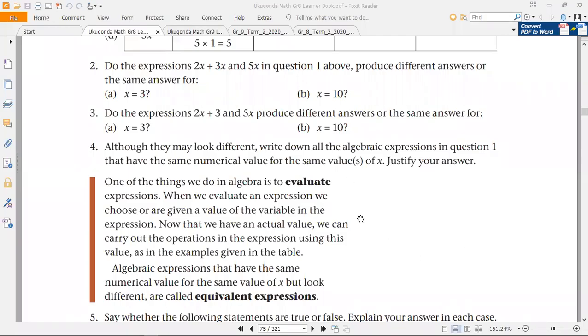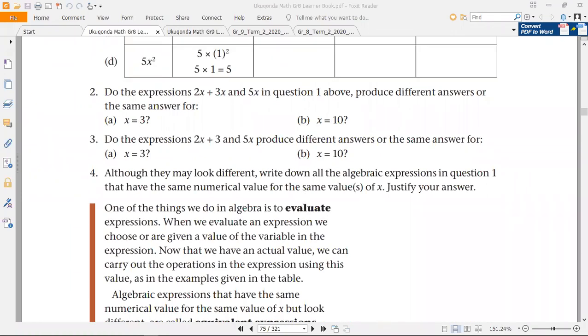So guys, in the previous video, we had filled up our tables and we realized one thing, that these two expressions, 2x plus 3x and 5x, are actually the same here. Do they produce different answers? No, they do not. And here, do they produce the same? Yes, we underlined the same. So what we were doing in that table, we were actually doing what we call in mathematics evaluating an expression. How were we evaluating that? Because we were given an x value. So where we saw x, we would put a 3 and find the actual value of that expression.